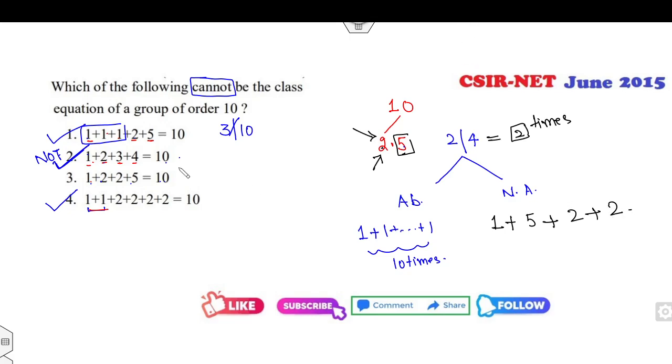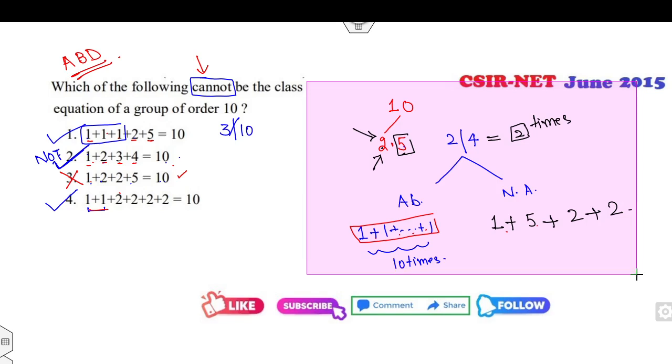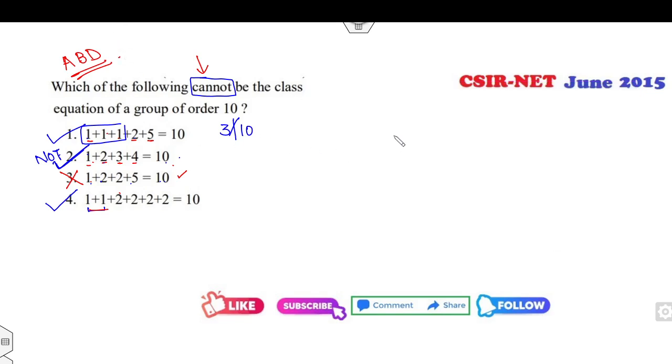So that means a group of order 10 has only 2 class equations, either 1+1+1+... or 1 plus 5 plus 2 and 2. Yes, this is the right answer, but we need a "cannot". So this option is cancelled. The right answers are A, B and D. Fine. So if you don't remember the shortcut tricks, just remember this.